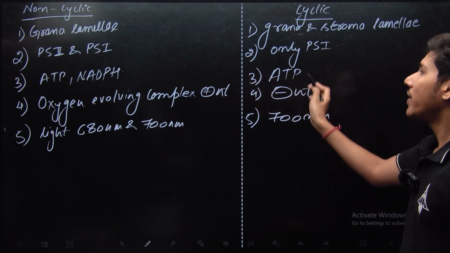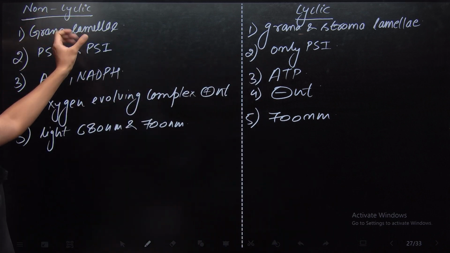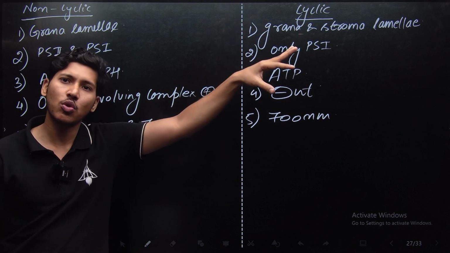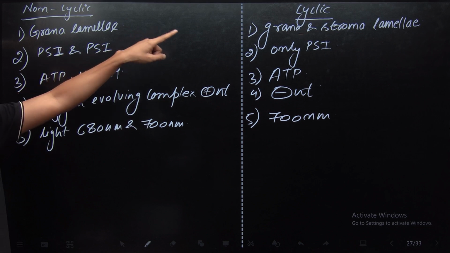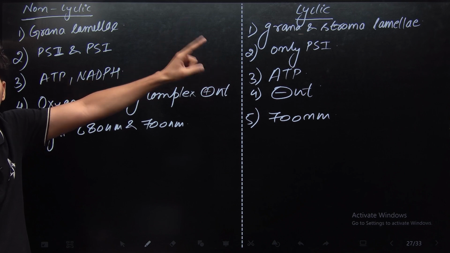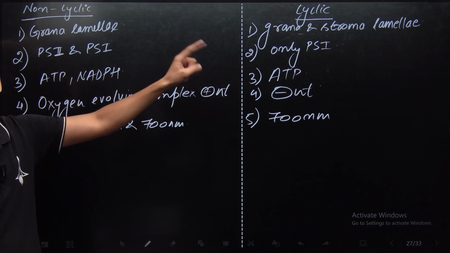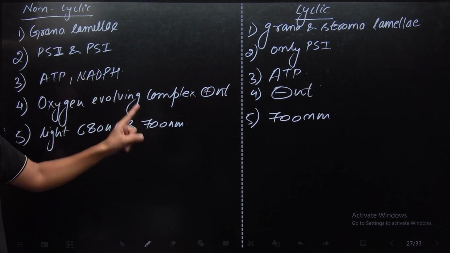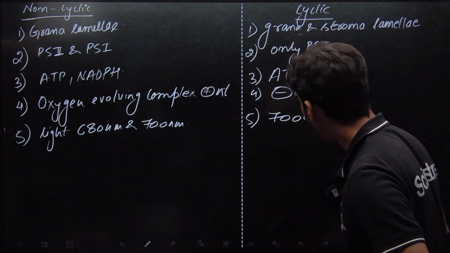Now if we compare non-cyclic and cyclic photophosphorylation, non-cyclic photophosphorylation happens in grana lamellae, while cyclic photophosphorylation can occur in grana as well as stroma lamellae. Non-cyclic has PS2 and PS1, but cyclic has PS1 only. ATP and NADPH both are produced in non-cyclic, but in cyclic only ATP is produced. Here the oxygen evolving complex is present, there it is absent. Here we have light of 680 and 700 nanometer both, but there only 700 nanometer light is required. Okay, now let's move ahead.